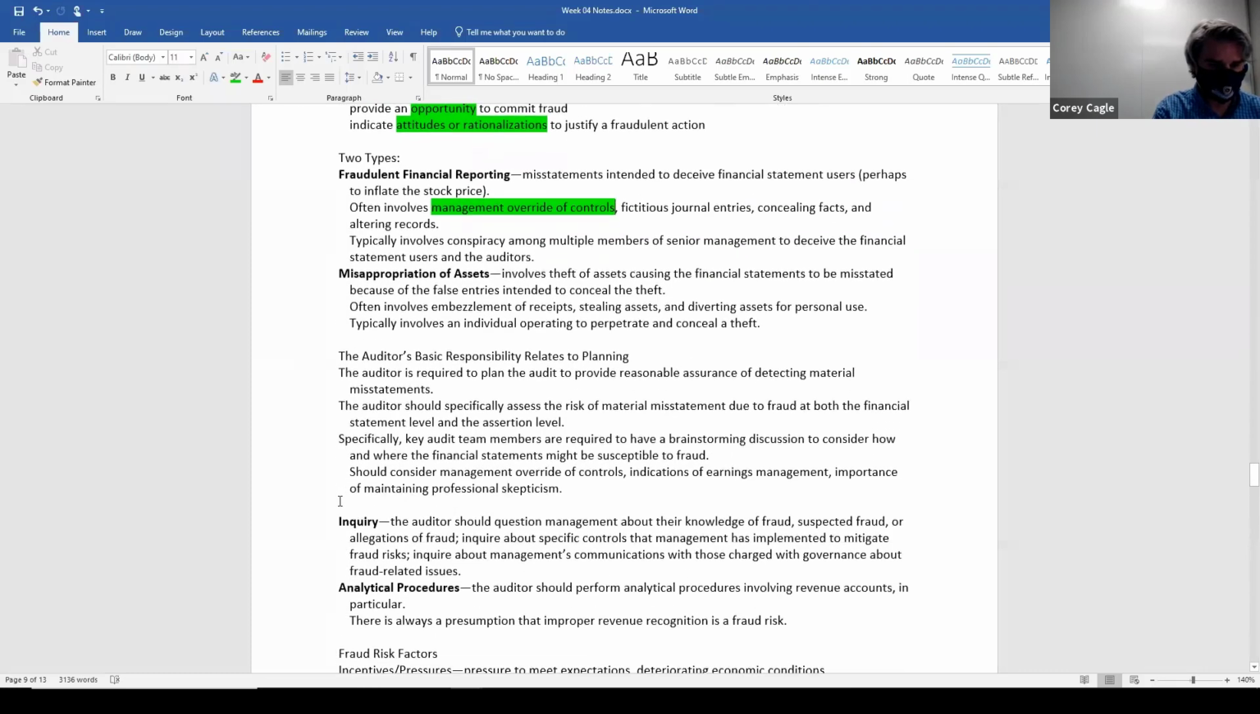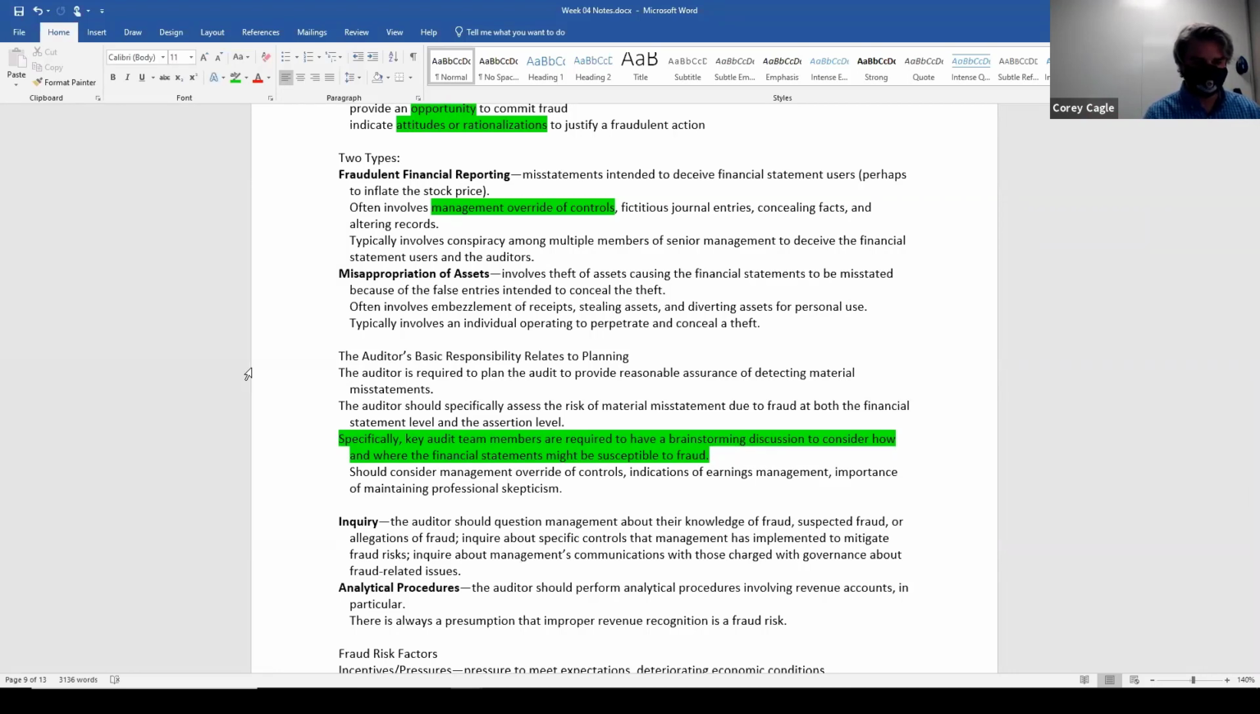So our responsibility, like I said, we are planning the audit to give us reasonable assurance of detecting any material misstatement, no matter what the cause, right? But we will specifically assess the risks of fraud. That's required. We are specifically required to have a brainstorming discussion to consider how they might pull something off. And these are always fun. I always enjoy these. I did when I was doing audits.